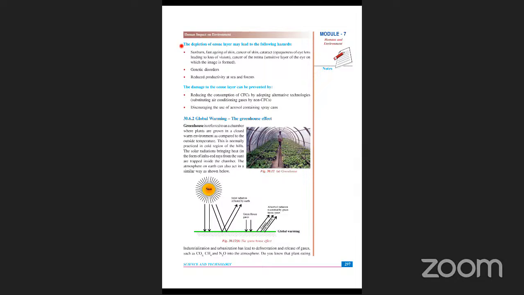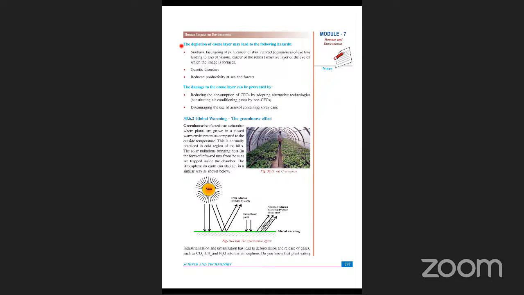Basically, you can see that there is a depletion of the ozone layer, and because of that, UV rays are entering our atmosphere. Because UVB and UVC are entering our atmosphere, there is a reduction in productivity. It's not done yet, but the consequence might be there.